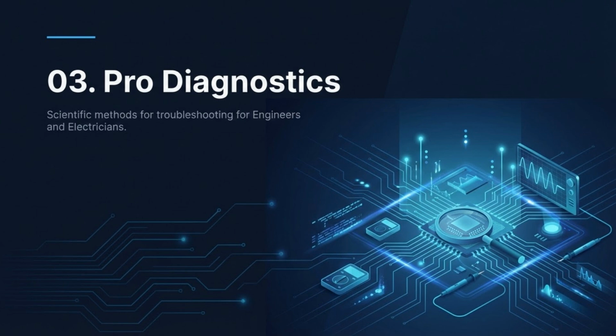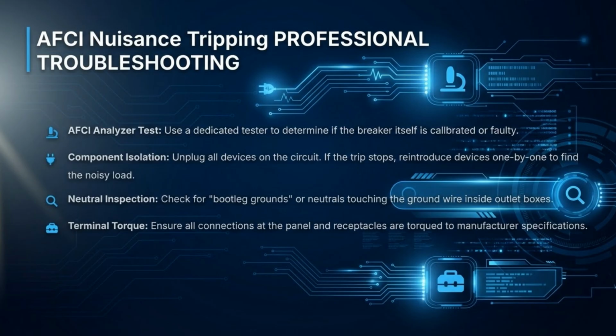Our third section covers professional diagnostics, scientific methods for troubleshooting that are essential for engineers and electricians. Professional troubleshooting involves several steps. Use an AFCI analyzer to test the breaker itself. Perform component isolation by unplugging devices and reintroducing them one by one. Check for wiring issues through neutral inspection and ensure all terminal connections are torqued to specifications.